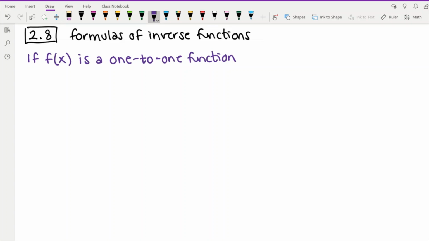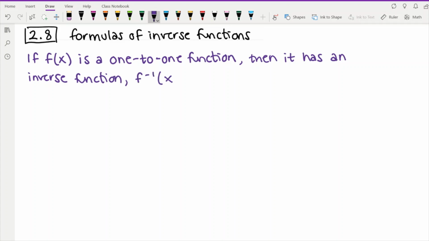And just to remind you from the last video that the visual way of seeing whether a function is one-to-one is what's called the horizontal line test. So you can go back and watch that if you want to remind yourself how that works. So if you have a function that is one-to-one, then it has an inverse function. And that inverse function is called f inverse of x.